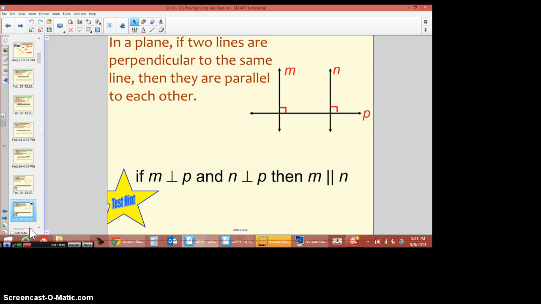And this is an extension of the corresponding angle converse. Basically, if two lines are perpendicular to the same line, then they're parallel. Which is basically saying, if you look right here, this 90-degree angle corresponds to this 90-degree angle, and therefore they are parallel. So you can look at it either way.